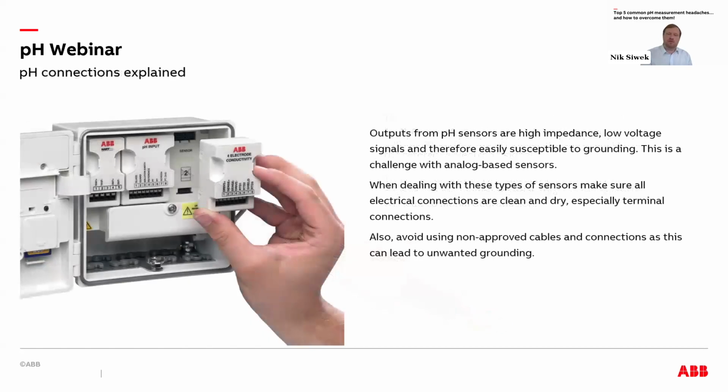Another area of ground loops sometimes is the connection. If you're using an extension cable or you're connecting to the transmitter with the back exposed, moisture in the air or corrosive elements can get into those terminals and create a grounding situation there as well.